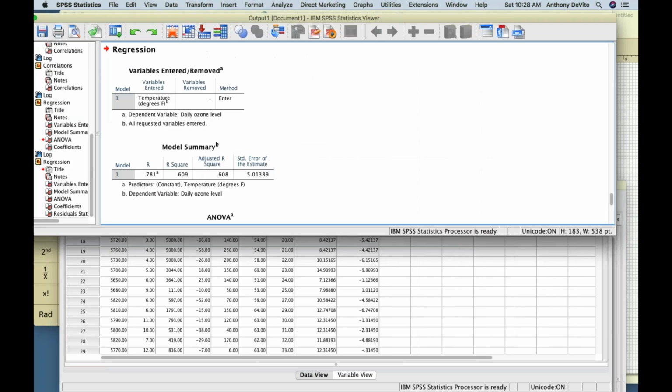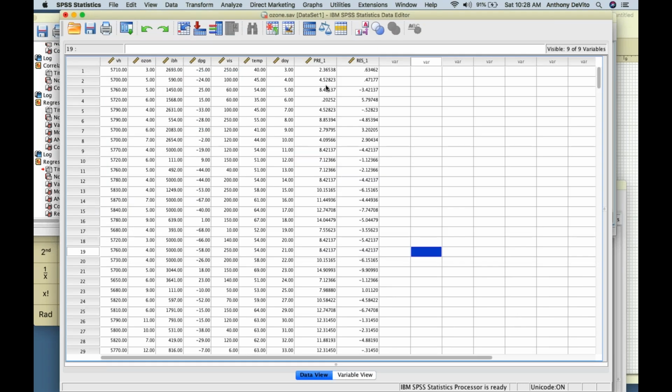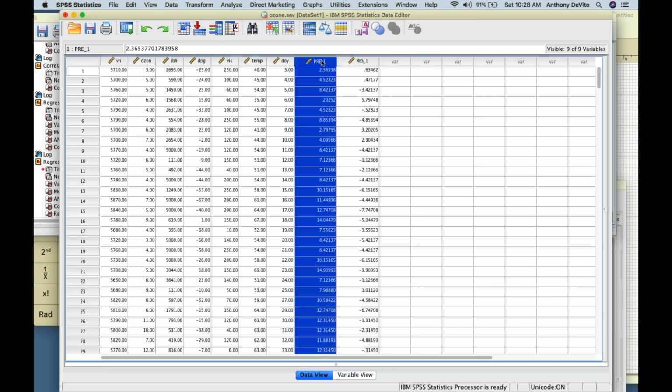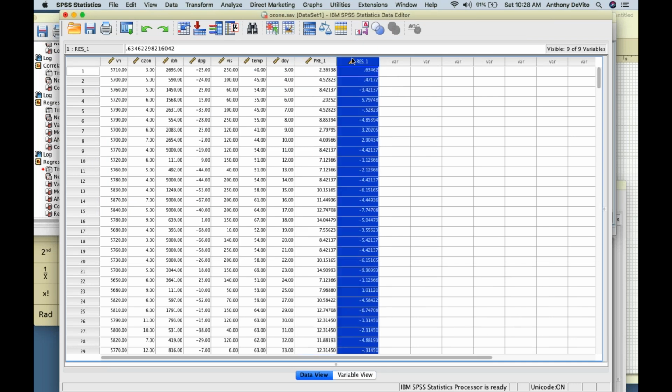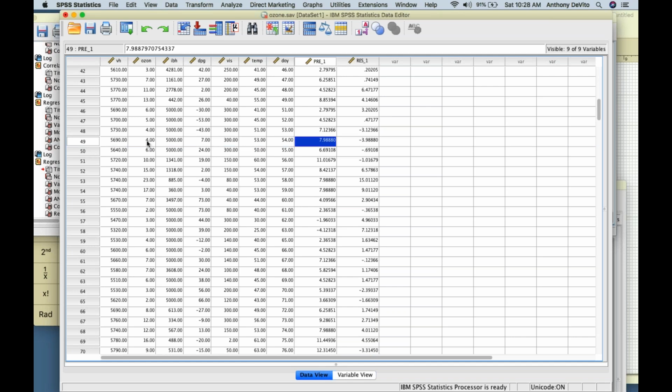It does our analysis again. This doesn't look any different than what we did before. It has some residual statistics, right? But if I go back to my data set, here are our predicted values, and here are our residuals. Okay, let's take a look. That means for this particular subject, we predicted an ozone level of 8. The actual ozone level was 4, and the difference was we missed it by 4.